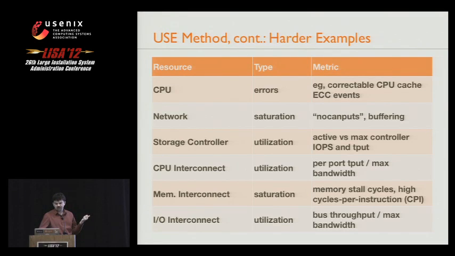CPU interconnect utilization, that's when things get hard. So per port throughput over max bandwidth, and that's using CPU performance counters. The same for memory interconnect and I/O interconnect metrics.